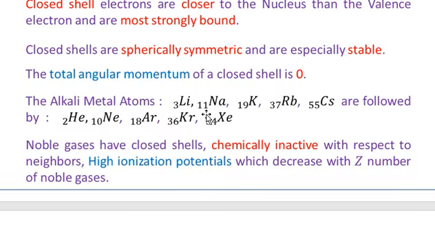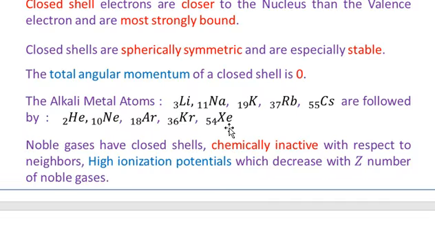The alkali metal atoms are lithium 3, sodium 11, potassium 19, rubidium 37, cesium 55. These are preceded by helium 2, neon 10, argon 18, krypton 36, xenon 54. So lithium has 3 electrons, helium has 2, sodium has 11, neon has 10, potassium has 19, argon has 18, rubidium has 37, krypton has 36, cesium has 55, and xenon has 54.